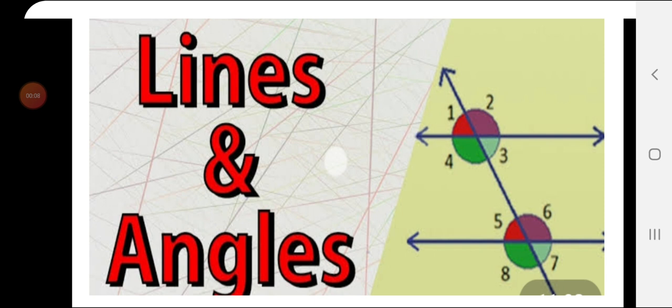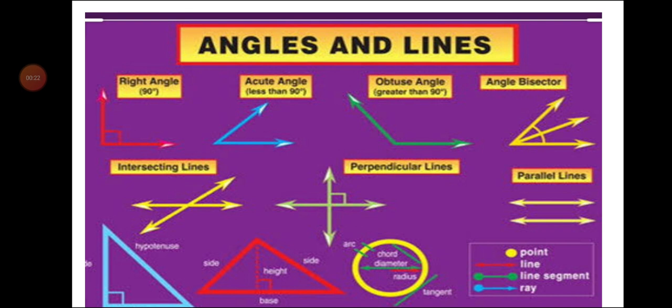Dear students, today we are going to start unit 6, lines and angles. In this chapter we will study the types of lines and the angles related to them. As you can see, the very first angle in the picture is a right angle, in which one angle is 90, which means the two lines are inclined to each other at 90. Then an acute angle, which is less than 90. Obtuse angle, greater than 90. Angle bisector means a line is drawn to bisect the angle. Bisect means to divide the angle into two equal parts.